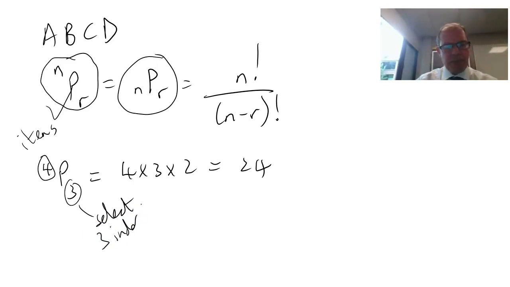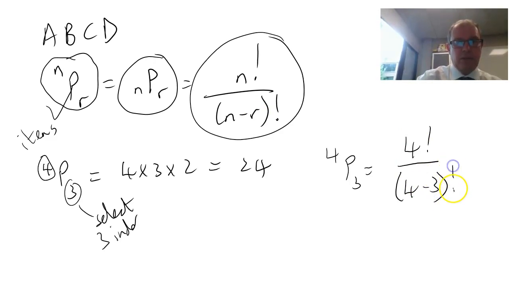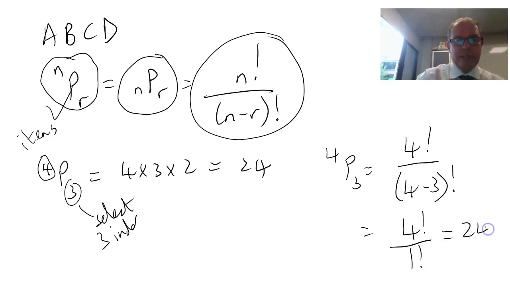So I showed you that it was 4 times 3 times 2, which is 24, which was a nice quick way of getting the number of permutations without having to list them all. Now we've got a formula here, and let's see how that's working. So this formula, 4p3, using the formula here, would be substituting in 4 factorial for n. N is 4, r is 3 in this case, so 4 minus 3 factorial, which is equal to 4 factorial over 1 factorial, which does actually equal 24, the same answer. So you can see that the formula is working.